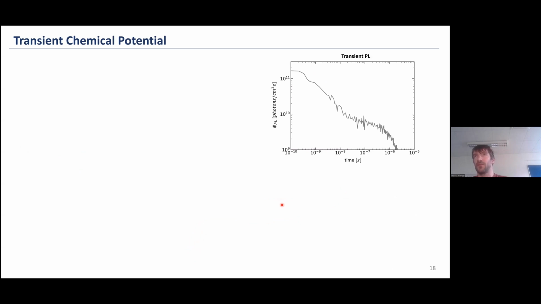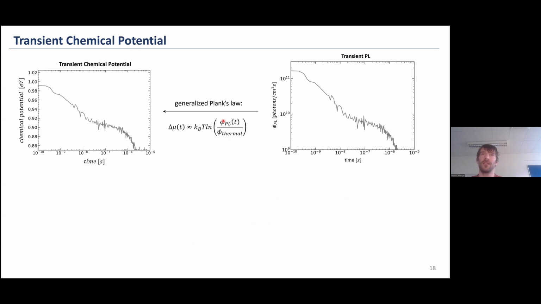What else can we do with transient photoluminescence? We can apply the generalized Planck's law. I think this is very commonly used for steady state photoluminescence, but only a few times for trPL. But since I calibrated my setup to absolute photon numbers, I can convert the trPL into a chemical potential.